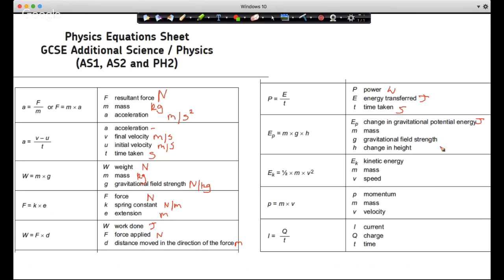We've seen all those. Gravity we've seen again as well. Height is going to be in meters. So anything with energy is going to be joules. We've seen all of these ones. Now, this one might be worth spending a bit of time with.